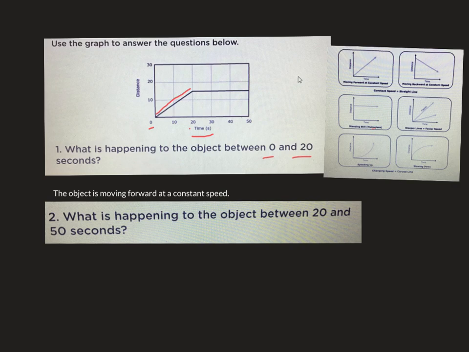All right, let's look at question number 2. Question number 2 says, what is happening to the object between 20 and 50 seconds? Again, we're talking about seconds, and that's time. So I'm looking at the bottom. What is happening between 20 and 50 seconds? Well, if I take a look at that line, it's going straight across. It's a flat line. It's not going up, it's not going down, it's not curving.